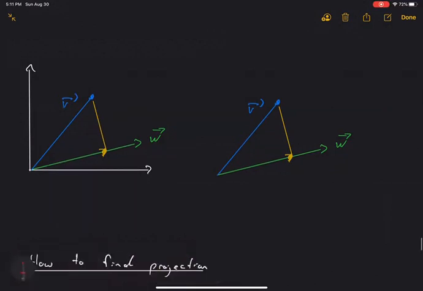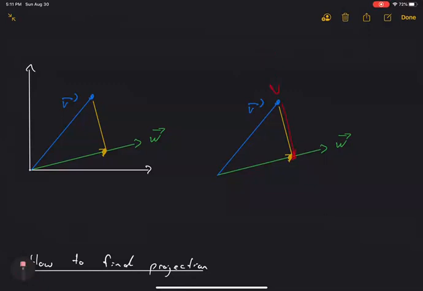And directly overhead from w is a sun, and it's shining down, like high noon. So the sun is directly overhead, shining down, and it hits this vector v. Where would the shadow be cast onto w? It would just go straight along this line to here, right? So that's kind of how I think about projections.